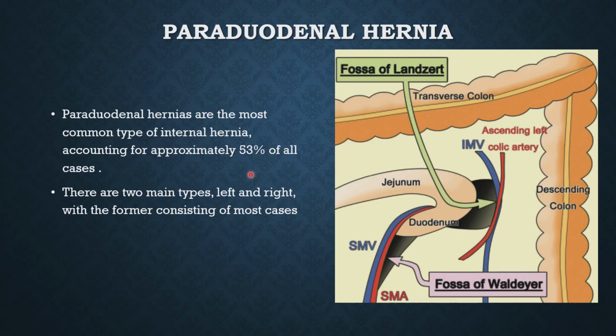The most common type of internal hernia is the paraduodenal hernia, and the most common type of paraduodenal hernia is the left paraduodenal hernia. Paraduodenal hernias account for approximately 53% of all cases, and of these, 75% are left paraduodenal hernias. The hernia of the small bowel goes through the fossa of Landzert, and it takes its position between the stomach and the pancreas. Also, we can have another anatomical reference using the ascending left colic artery. The fossa of Waldeyer is part of the right paraduodenal hernias.